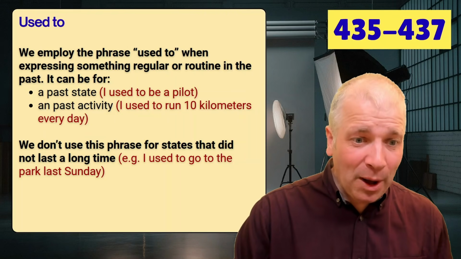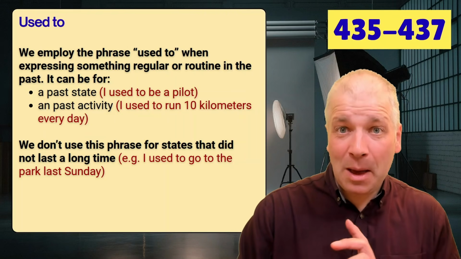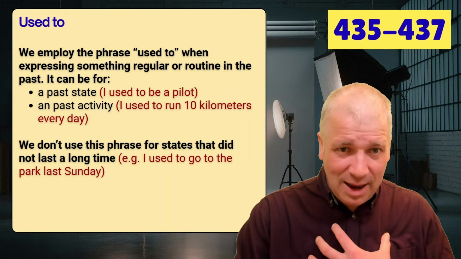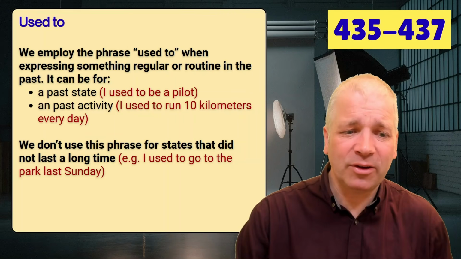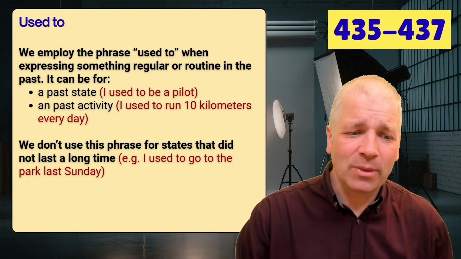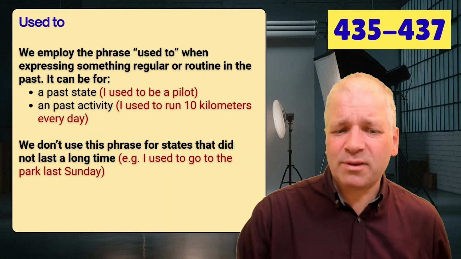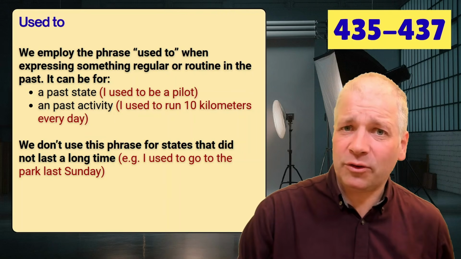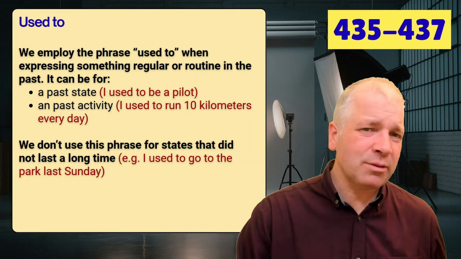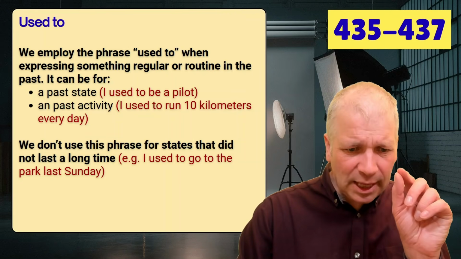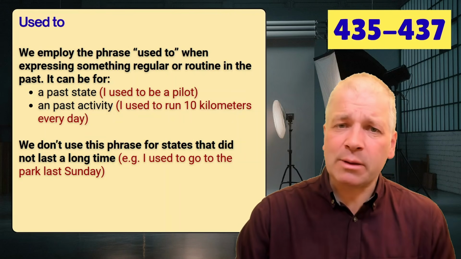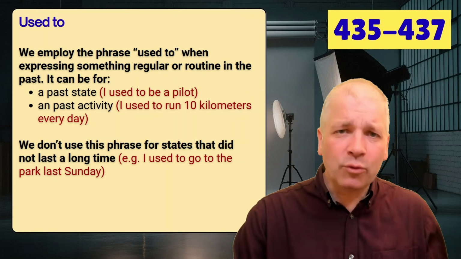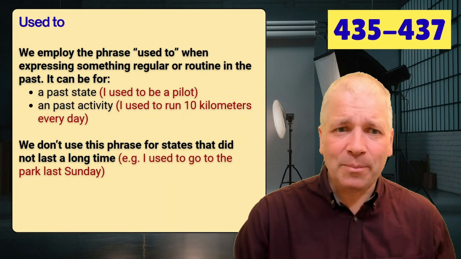It can be for a past state. For example, I used to be a pilot. That was my state. That was who I was. Or a past activity. I used to run 10 kilometers every day. Note that we don't use this for states that did not last a long time. For example, I used to go to the park last Sunday. No. It was a short state, limited just to one day. Don't use it for that reason. It needs to be something that was regular or routine over a period of time.